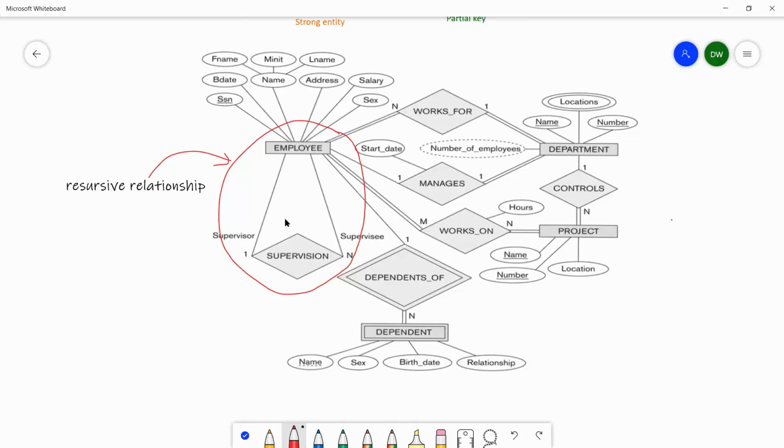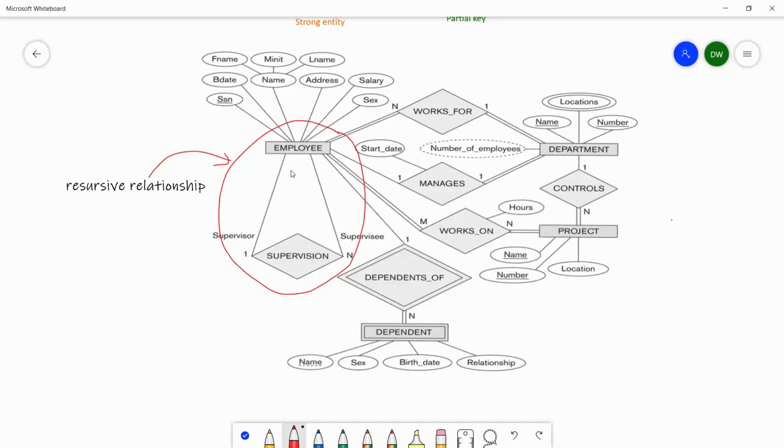Usually when we have a relationship, the two sides will contain two different entities. But if you look at this one, the two sides of this relationship contain the same entity. That's why we have a recursive relationship.